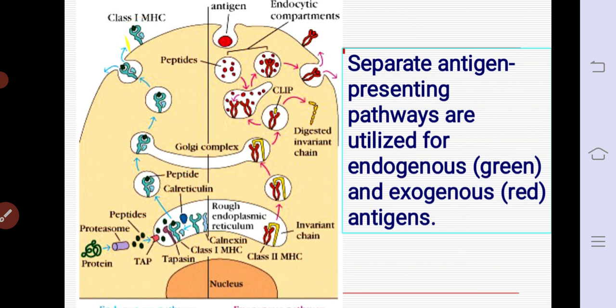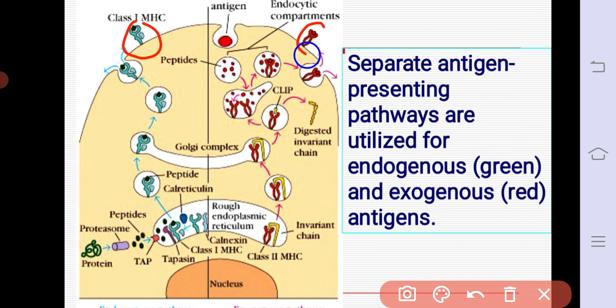Here is a class first molecule. And a class second molecule with a loaded antigen, and here a class second molecule with a loaded antigen. This is expressed by a nucleated cell, this is expressed by an antigen presenting cell. This is shown to the CD8 plus cell, this is shown to a T helper cell or a CD4 plus cell. And this is the final step, and it starts from these steps.